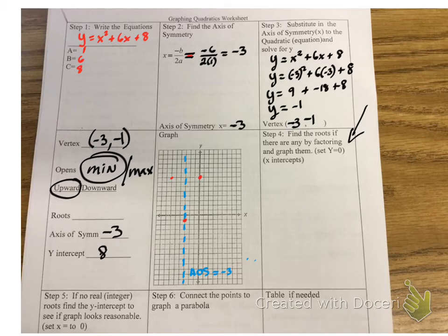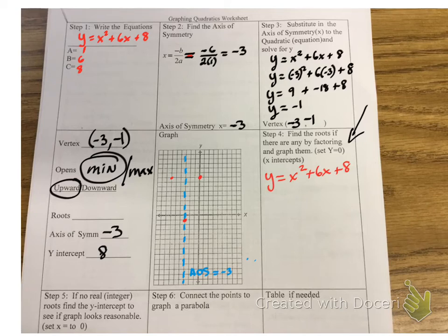Okay? Now I've got 2 more freebies. If I don't have any more, I got to make a table. I don't want to make a table. That was a lot of work, right? But look what you do have. Y equals x squared plus 6x plus 8. See what it says? Find the roots, if there are any, by factoring. Factor it and graph them.